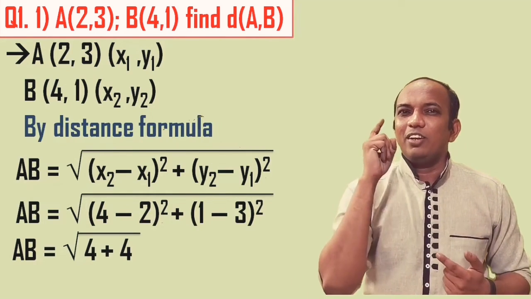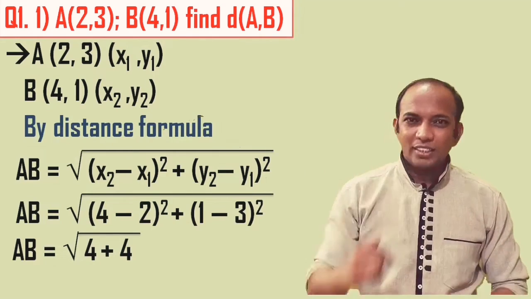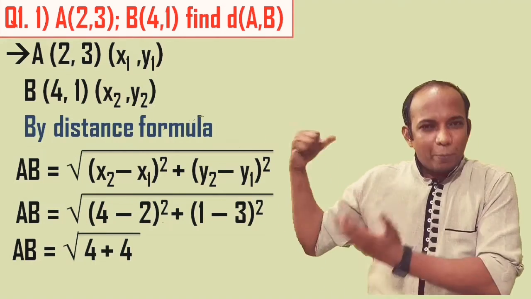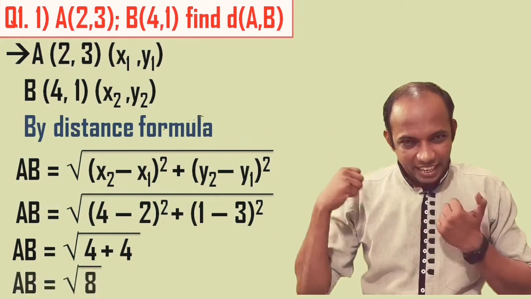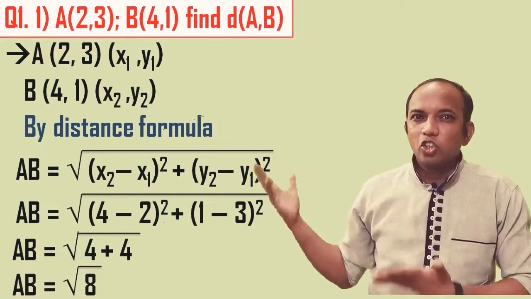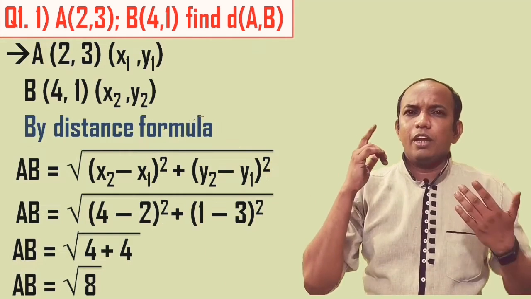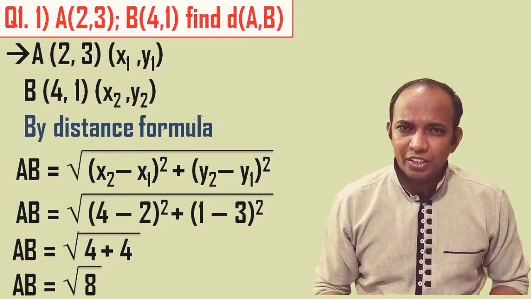During squaring, though the number is negative, the square will always be positive. So what we have is 4 plus 4, and as a result we get under root 8. So in short, AB equals root 8. Here also we can go ahead. If you find the prime factors of 8, what do we get?